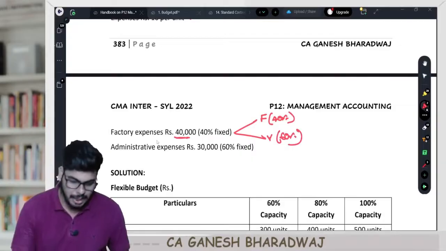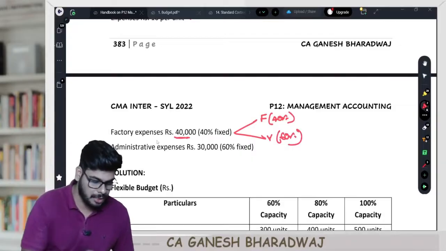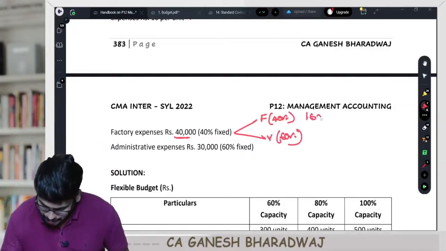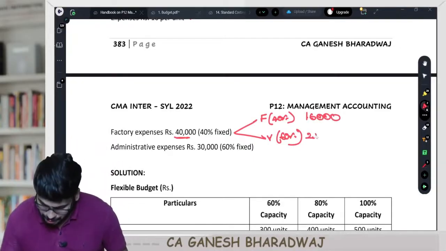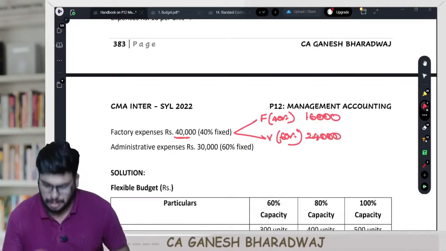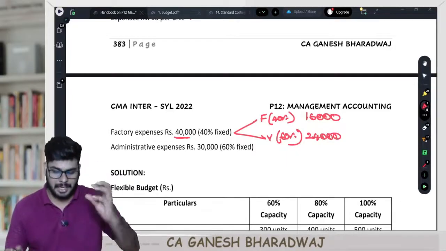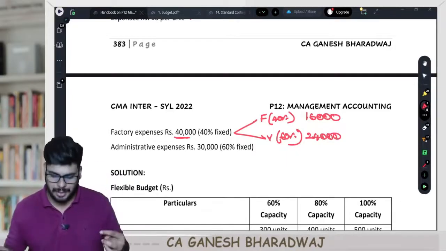So now tell me, guys, 40% of 40,000, how much is that going to be? 16,000 rupees, right? And the balance 60%, how much is it? 24,000 rupees. Are you clear with this, guys? So now this factory expense of 40,000 rupees is a single figure they have given.